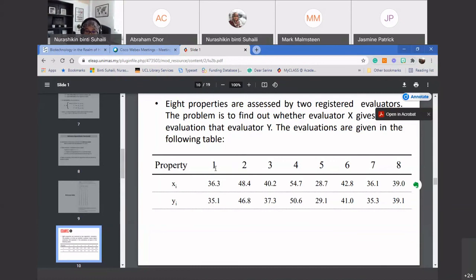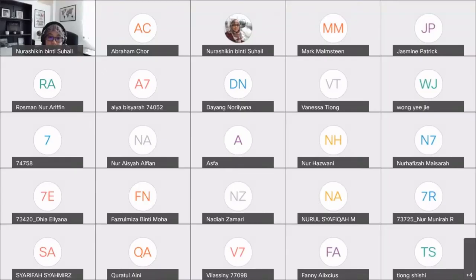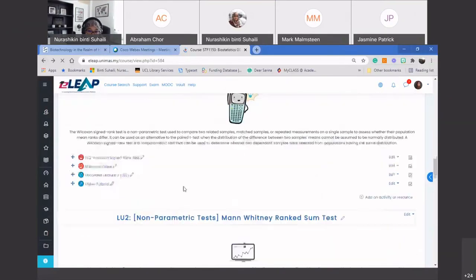Okay, like this one, as I said just now, it refers to the property. This is actually the point of comparison. They want to see how each of the points differs between evaluator X and evaluator Y. Okay. Right, so if you see the random samples, okay.